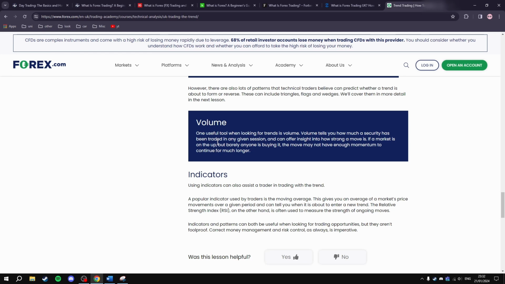Volume. One useful tool when looking at trends is volume. Volume tells you how much a security has been traded in any given session, and can offer insight into how strong a move is. If a market is on the top but barely anyone is buying it, then the move may not have enough momentum to continue for much longer.